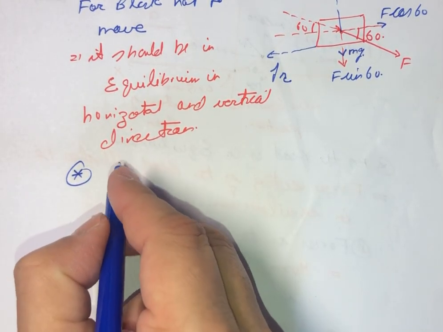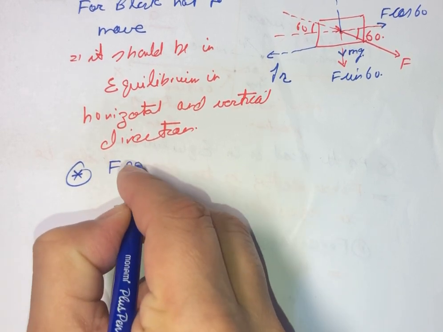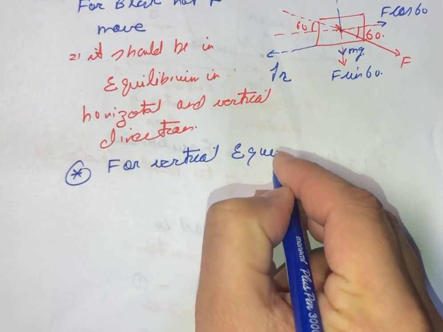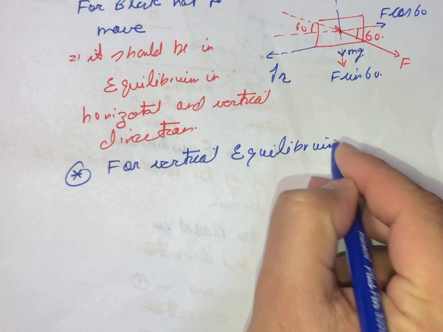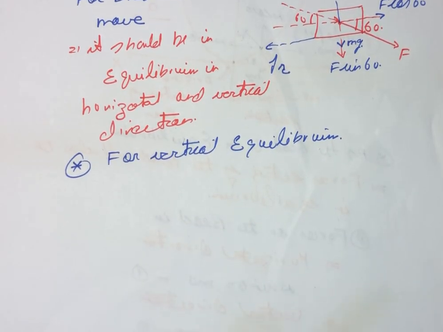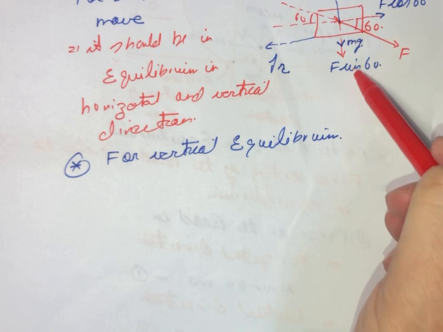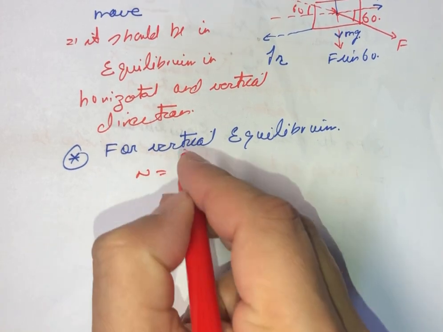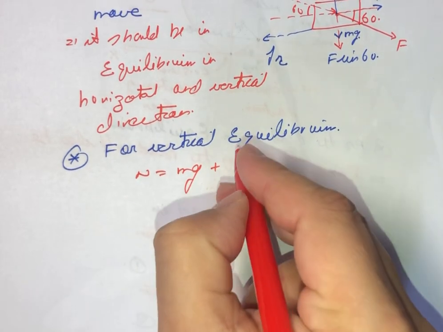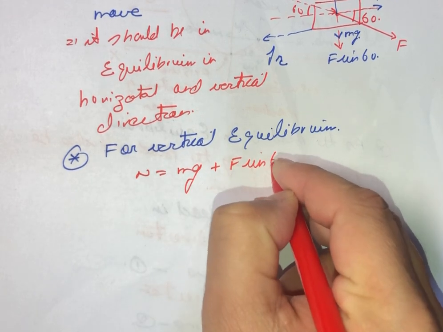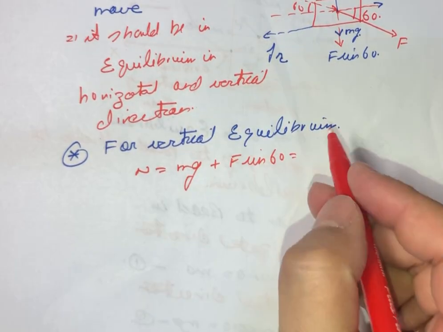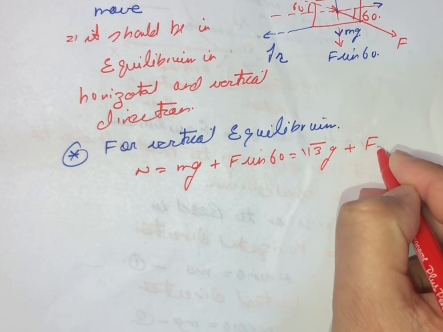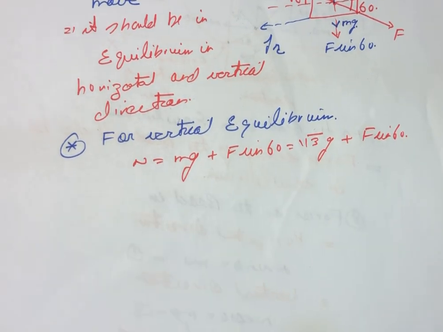So for vertical equilibrium, we can say that N in a proper direction and downward, we have two forces Mg and F sine 60. So you can see N is equal to Mg plus F sine of 60. M is our root 3, this will be root 3 g plus F sine of 60.